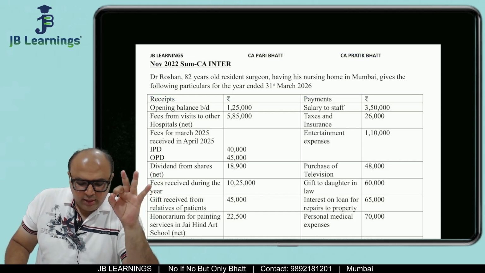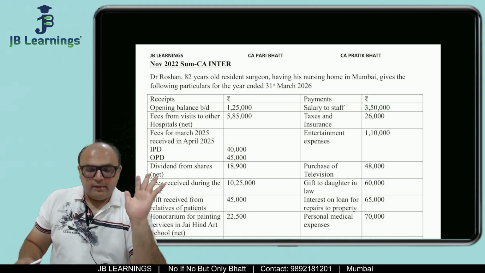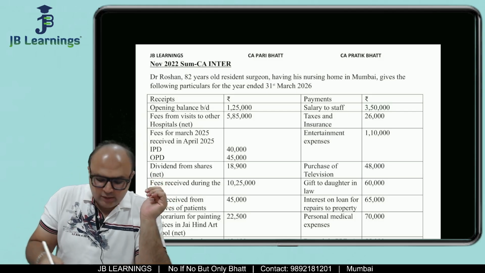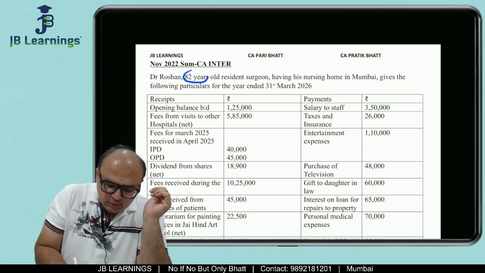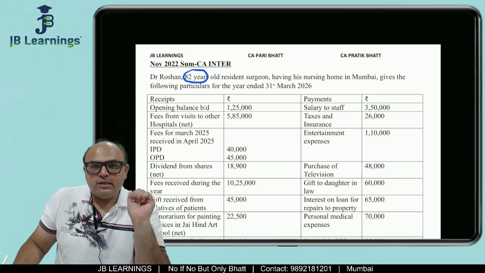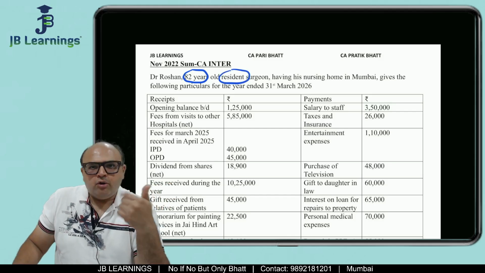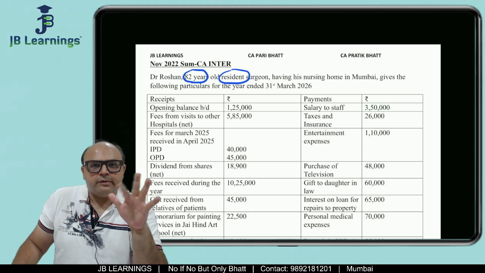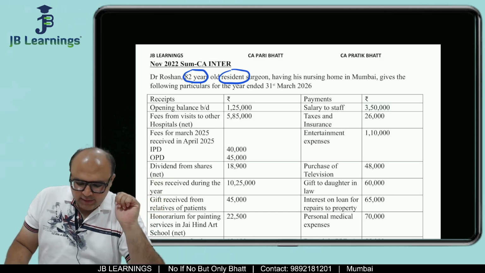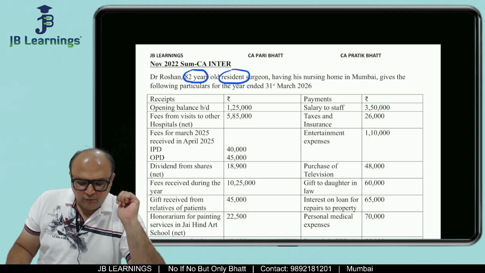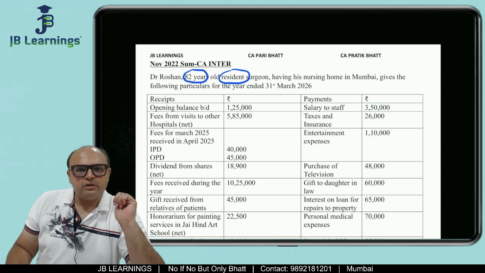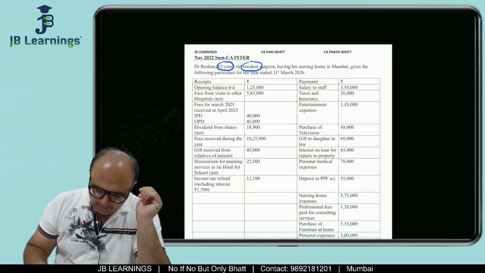Dr. Roshan, 82 years old, resident. See, important information has started. 82 years. So if tax calculation is asked, or maybe 80TTB is there, this age will help, right? Resident, doctor, so business or profession, resident, 82 years, all right. Having a nursing home in Mumbai, gives you the following information for the year ended 31st March 2026, all right.